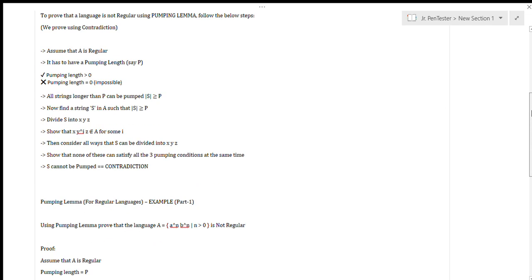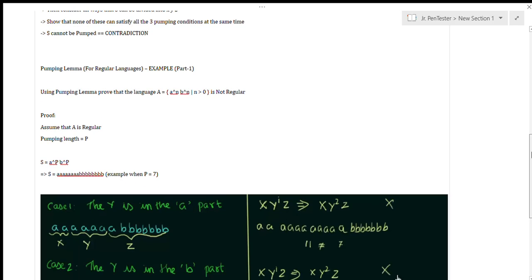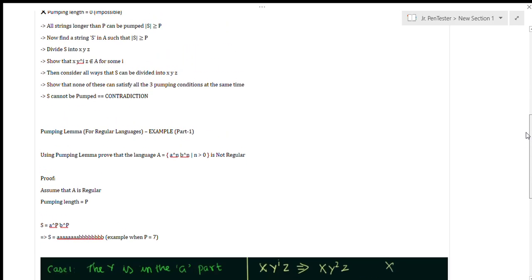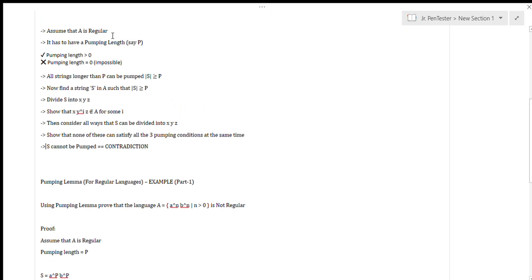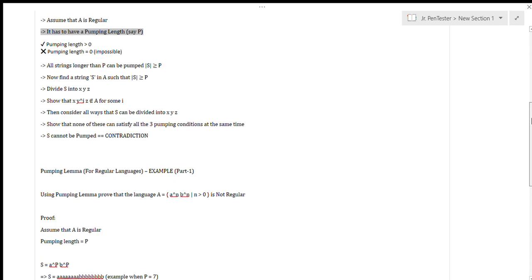Now moving on to our example. We have considered a language A that is a to the power n, b to the power n, where n is greater than 0. Now we know this language is not regular, but how are we going to prove it through the pumping lemma? The first rule was to assume that A is regular. So we assume that our language A here is regular and needs to have a pumping length P. Now P could be any value greater than 0.